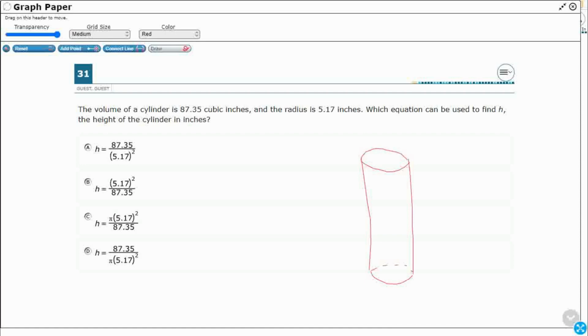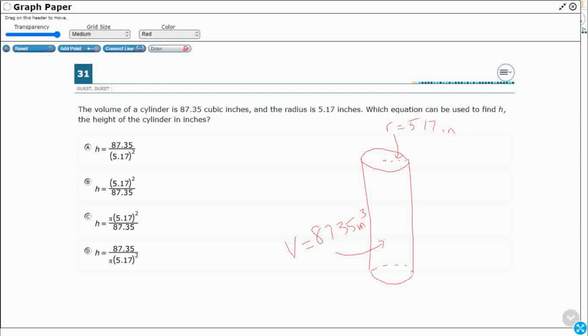And so the whole volume, which is the inside, that's the amount of space that it takes up on the inside. The volume equals 87.35 cubic inches. All right, so I'll just go ahead and put this inches cubed. The radius, we always need the radius because volume is base times height, right? And so the radius is going to be an imaginary line from the center of the circular base over to the side. Okay, so we can say r equals 5.17 inches.